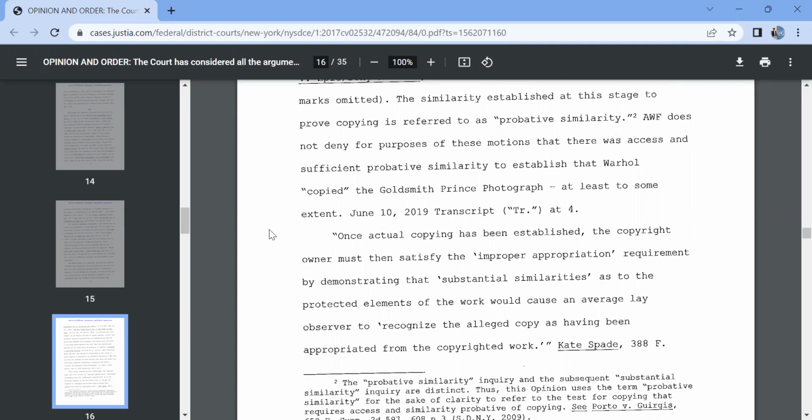AF does not deny, for purposes of those motions, that there was access and sufficient probative similarity to establish that Warhol copied the Goldsmith photograph, at least to some extent.